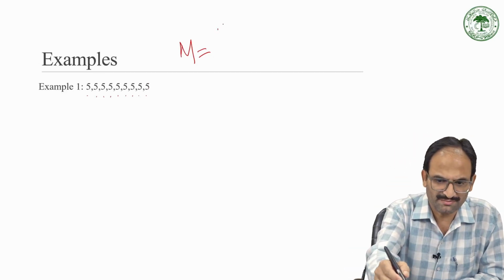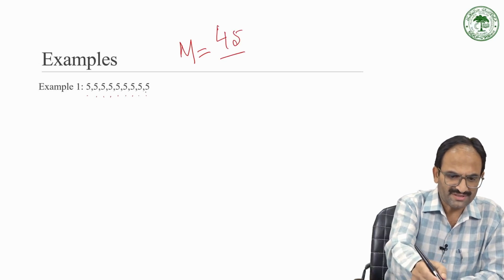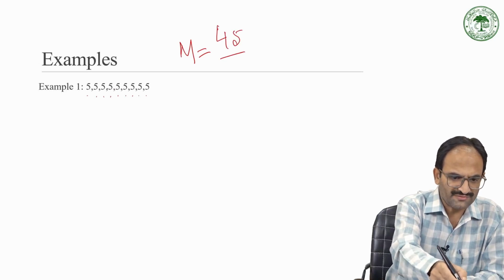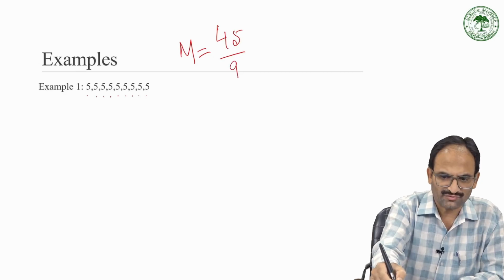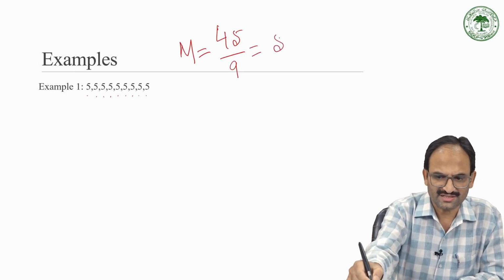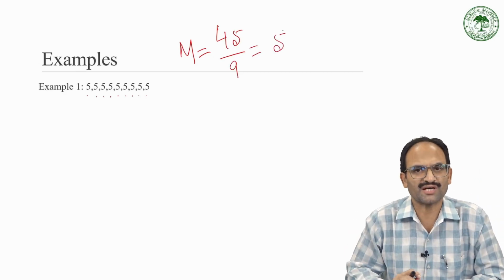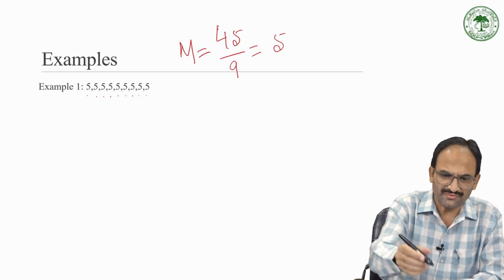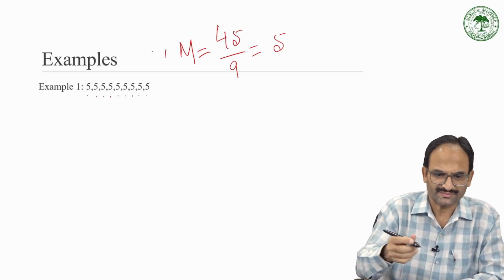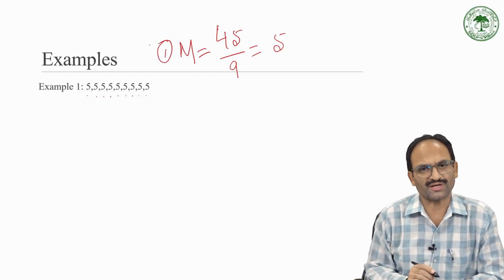So, sum has come to be 45, divided by, how many numbers are there? 1, 2, 3, 4, 5, 6, 7, 8, 9. So, 45 divided by 9, that is 5. So, mean here comes out to be 5. So, this is the first step. In the first step, you have calculated the mean.